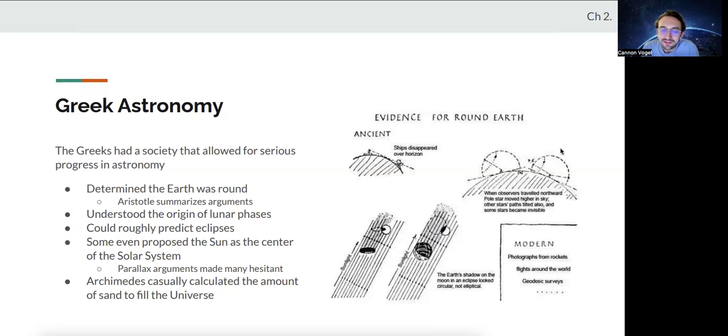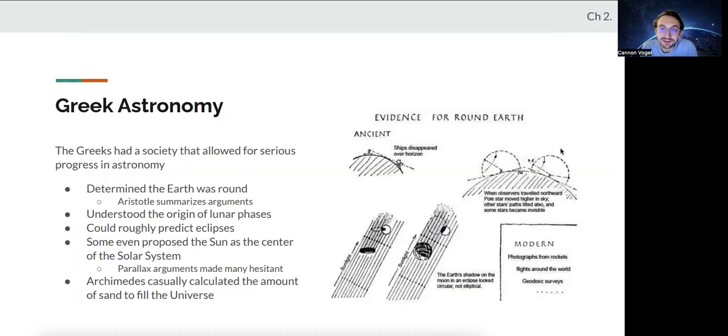Some Greeks even proposed the sun as the center of the solar system, which was really wild for the time, but as we know, turned out to be true. Although most Greek astronomers didn't think that was true because of something called parallax, which we're going to learn more about later.